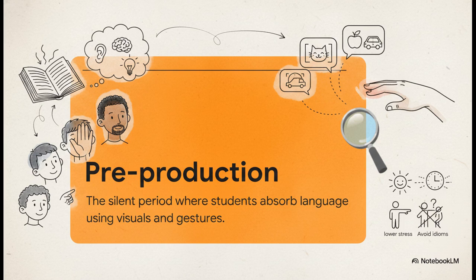They are actively absorbing the language, so the absolute worst thing you could possibly do here is call on them and force them to speak out loud. That just spikes their anxiety. Instead, you lower their stress. You bring in clear images, use lots of physical gestures, slow down your speech, and absolutely avoid any confusing idioms or slang. You just let them point and nod until they are genuinely ready.